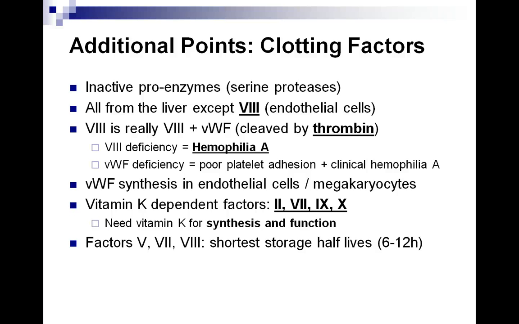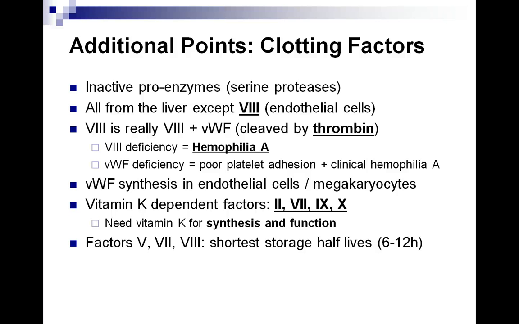They're all generated from the liver except factor 8, which is generated from endothelial cells. Remember that factor 8 starts out bound to von Willebrand's factor, and thrombin cleaves the two from each other. And so that means that a person who just has a factor 8 deficiency has hemophilia A. But a person who has von Willebrand's deficiency actually has a platelet problem, but he also clinically has hemophilia A because he doesn't really generate any factor 8.